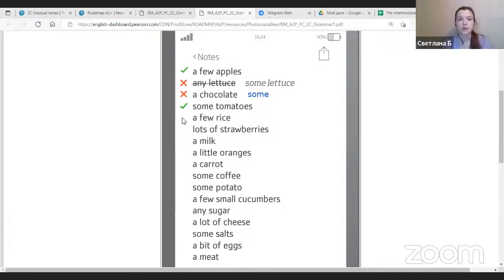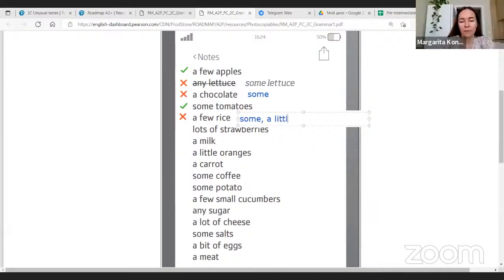A few rice, some. So it's not correct. We can say some rice, or a little rice, a smaller number, a little. Yes, because rice is uncountable. Good. What's next?